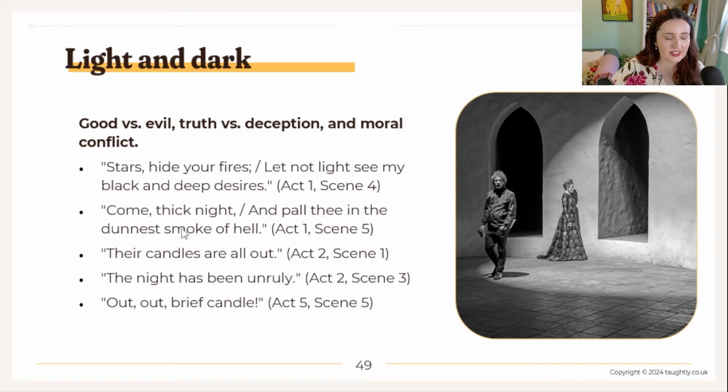Later on we hear that the stars' candles are all out, so the idea that God is no longer here, no longer watching, and that the night has been unruly.